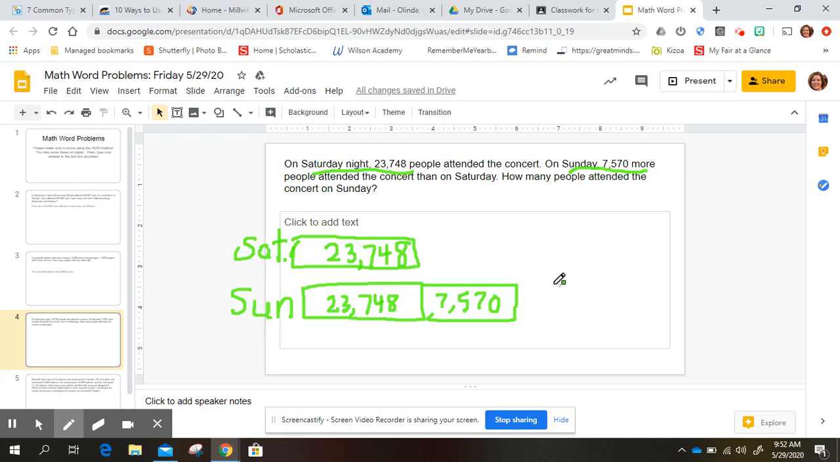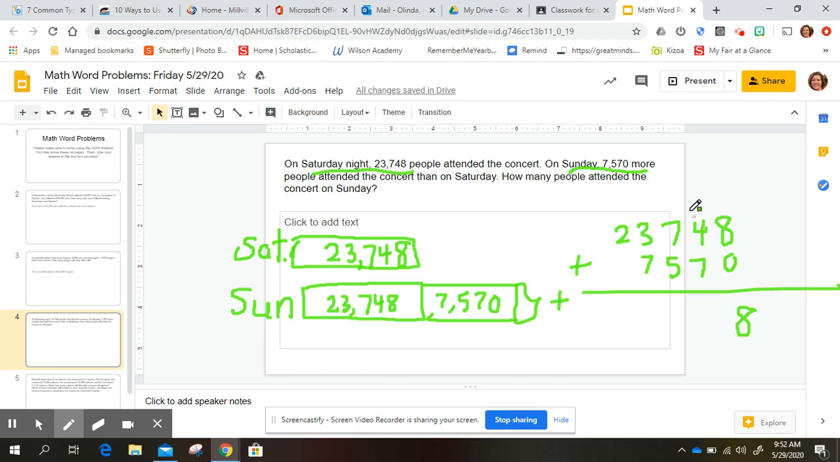So to find out this total, all I need to do is add. So I want to write these in a vertical position because horizontally it's difficult to add. And I always start with the bigger number on top, 23,748 plus 7,570. 8 plus 0 is 8. 7 plus 4 is 11. 7 plus 1 is 8, plus 5 would be 13. 7 plus 3 is 10, plus 1 is 11. 1 plus 1 is 2. And then I have 1, 2, 3 and a comma.